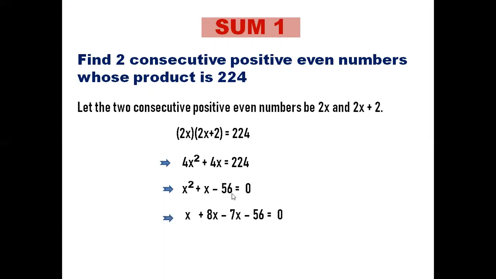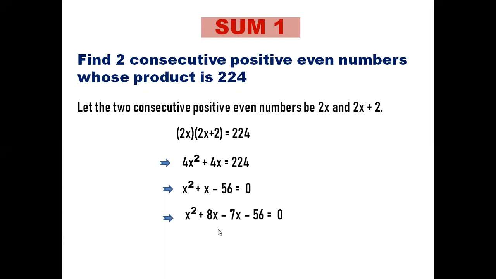Now we will break 56 in such a way so that we get x as well as minus 56. So 56 factors are 8 and 7. So 8 and minus 7 can be the factors of 56 because 8 times 7 is 56. And we know 8 minus 7 is 1. So we can write here, I've already shown you the method in part 1, x squared plus 8x minus 7x, because we know 8x minus 7x gives us x, minus 56 equals 0.